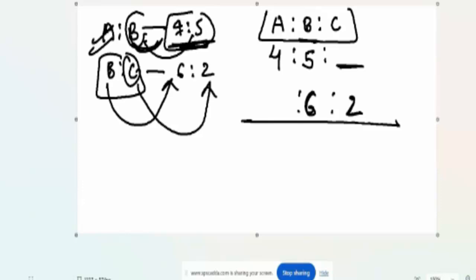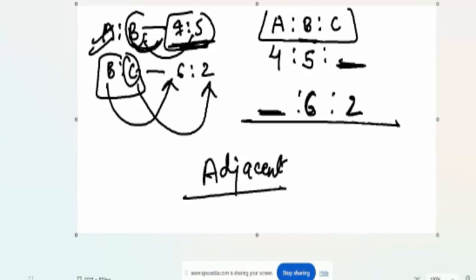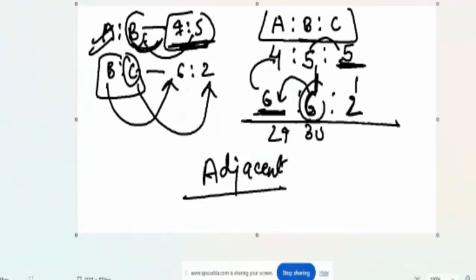Now you have to fill these blanks. Wherever you have a vacant space, you have to note down the similar digit which is adjacent to it. You have to note down this 5 here only, 5, and the vacant space adjacent is 6, so you note down this 6. Now solve. 6 4s are 24, 6 5s are 30, 5 2s are 10. This is the final ratio.